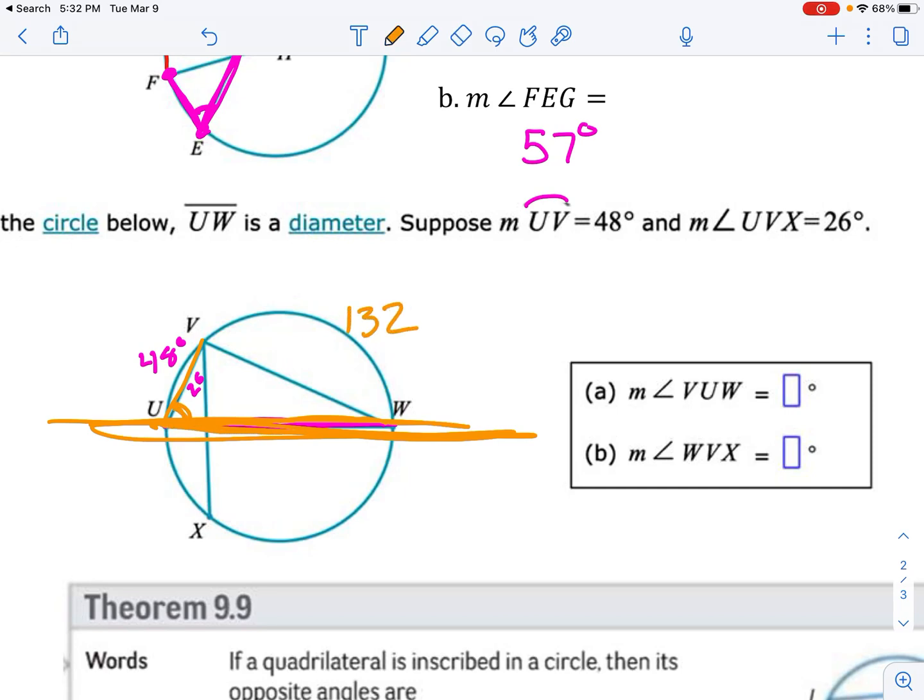Now I'm looking for this angle right there, which is an inscribed angle. It's an inscribed angle, so I would have to cut that in half. Now I'd get 66.